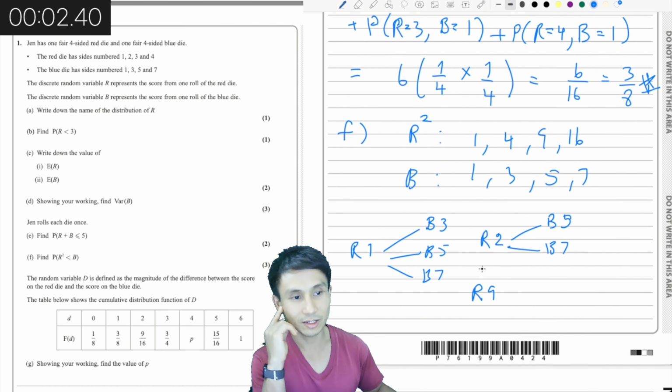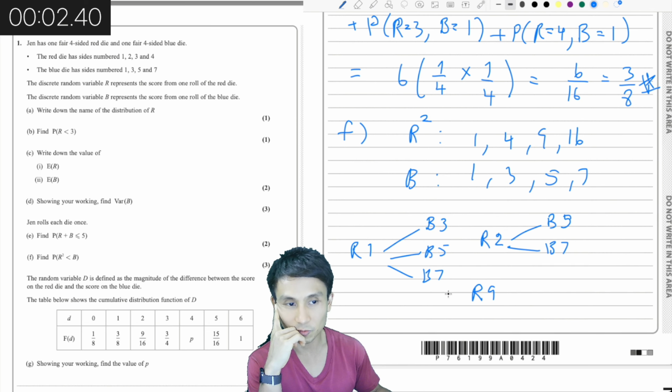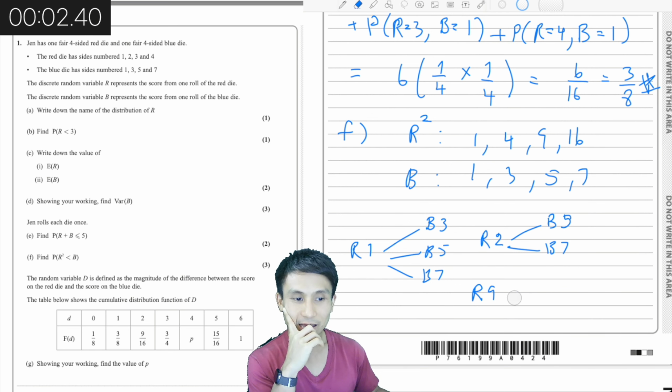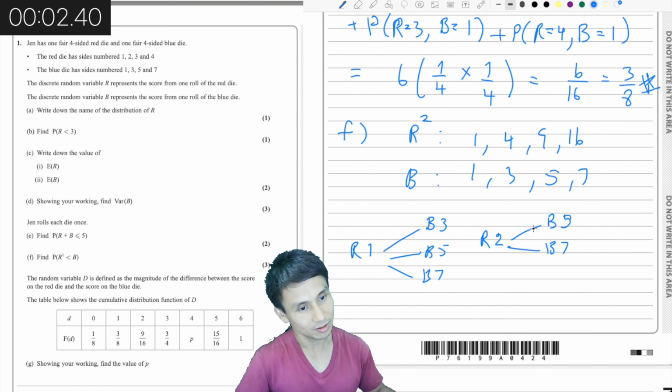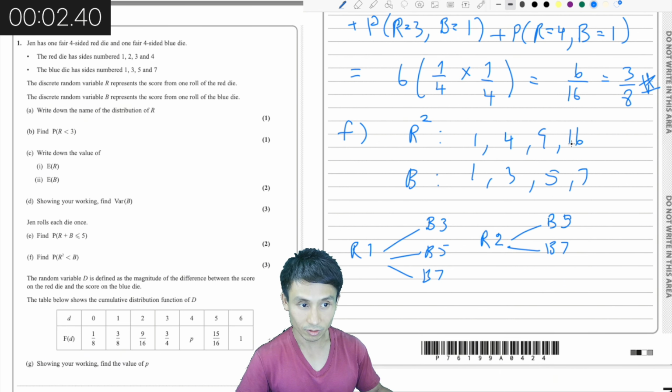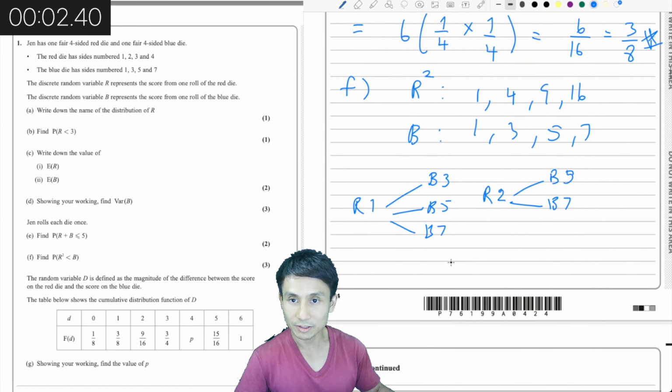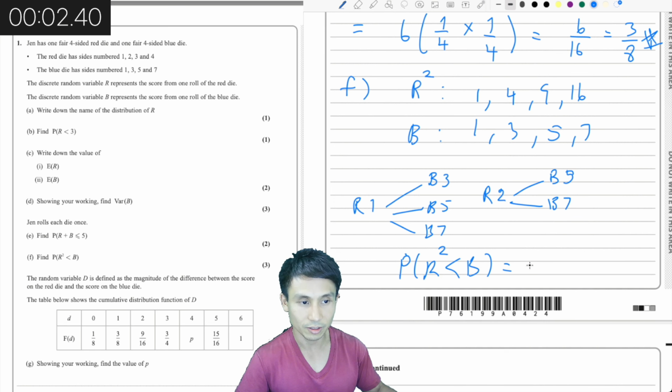If R is 3, B cannot be anything, because we want R squared less than B. So it's just 1 and 2, because 9 is not less than anything. And that's it, right? So how many cases here? We have 5 cases, so P of R squared less than B would be 5 cases where each is 1/4 times 1/4. So this is 1, 2, 3, 4, 5. Just making sure.